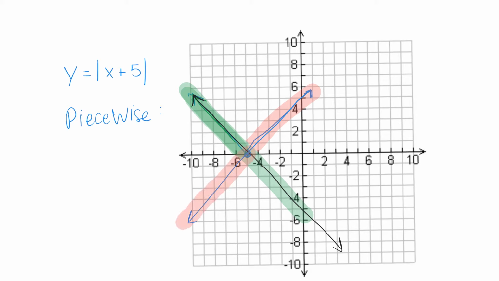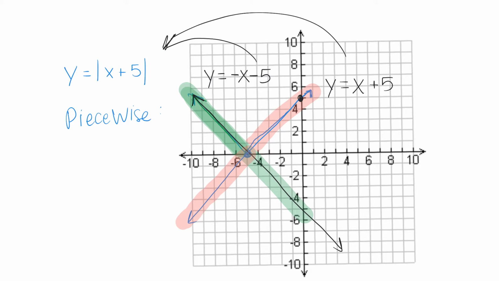This red side, if I wrote the equation for this, this would be y equals, what's my slope? 1. So 1x plus 5, right? Because it's got a y-intercept right here at 5. And then on the green side, doesn't this have a negative slope of 1, and it's going to cross at negative 5. So I could rewrite this as y equals negative x minus 5. So these could be two different functions, but as a piecewise function, they converge into one piecewise absolute value function.